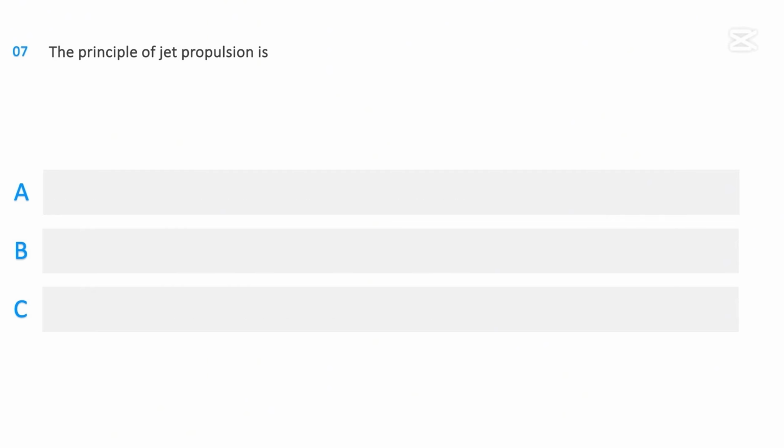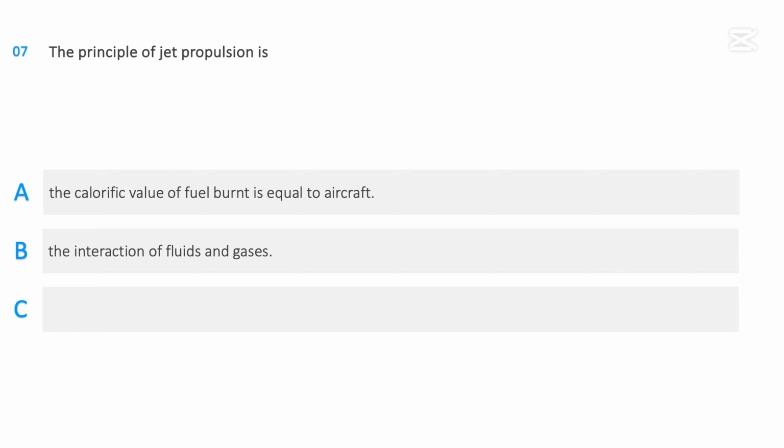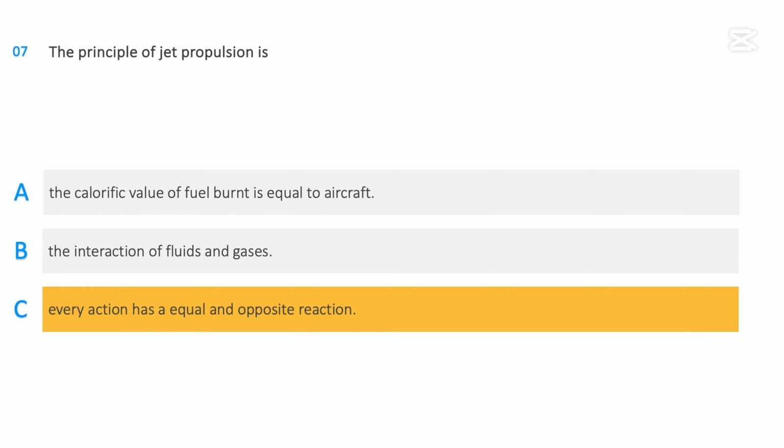The principle of jet propulsion is the calorific value of fuel burnt is equal to aircraft. The interaction of fluids and gases. Every action has an equal and opposite reaction. The correct answer is: every action has an equal and opposite reaction.